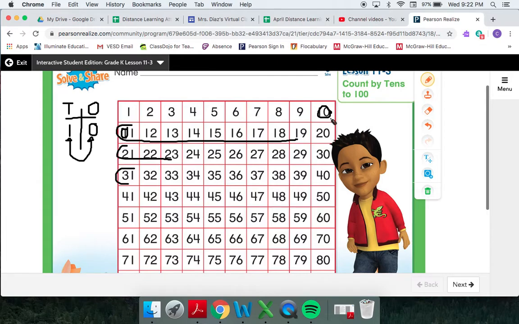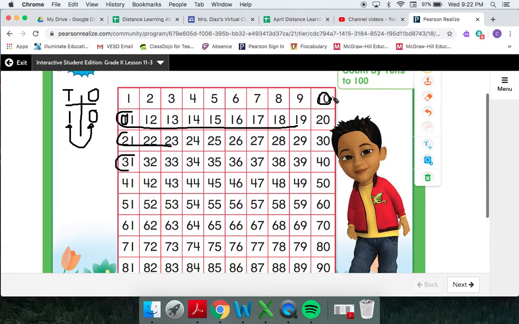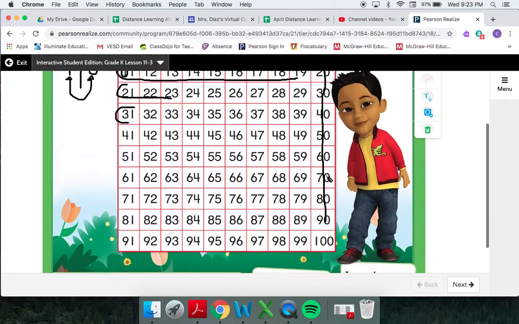So for these decade numbers today, they need to be able to recognize that in these numbers right here, the 0 is in the ones place. So they should be circling this whole column, coloring that whole column in.